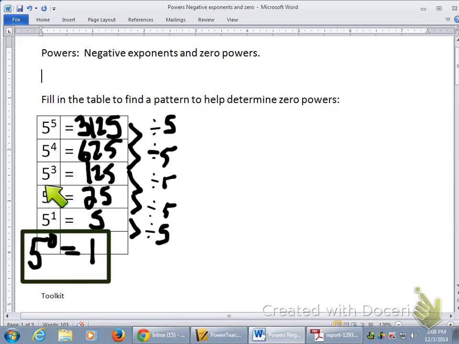Okay, I can change these numbers here to any other number in the world and do this same table, and I will get the same result every time. Any number to the 0 power is 1.